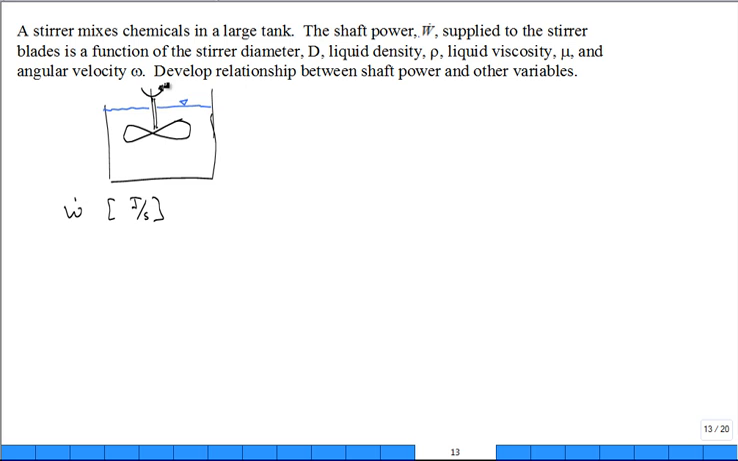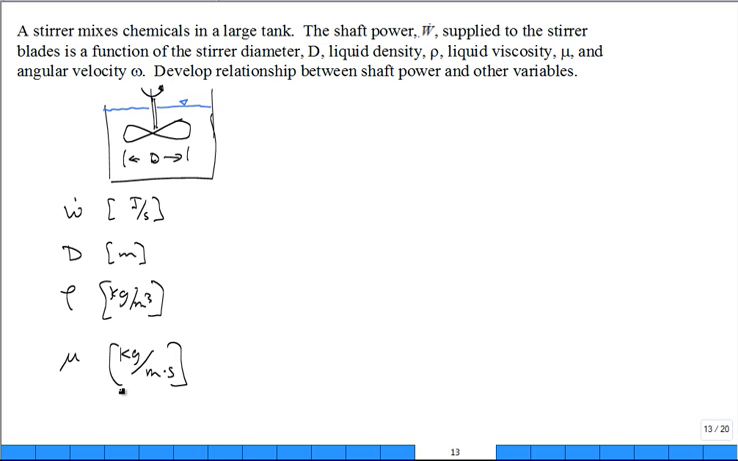The blade diameter D for the stirrer, maybe meters. The liquid density rho, kilogram per meter cubed. The liquid viscosity mu, what did we like for units on mu? Kilogram per meter second. Sometimes it helps to just memorize something, often by repeated use, and sometimes just by forcing it in your brain. Right? You memorize it, but you got to get it right, right? Okay, now. And then the omega is the rotational speed, the angular velocity.